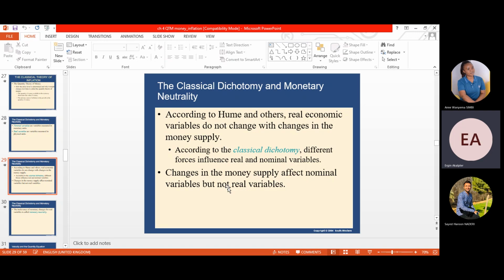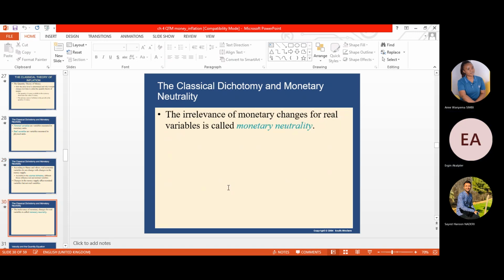As I said to you, this can be acceptable, but from which aspect are you talking about this money supply? If you are talking about the nominal effect and nominal impact, this is definitely correct, as I have explained to you. The irrelevance of monetary changes for real variables is called monetary neutrality. Therefore, these monetary changes for real variables are also important, and monetary neutrality is affecting and changing the economy.